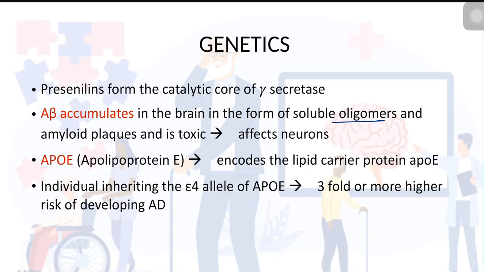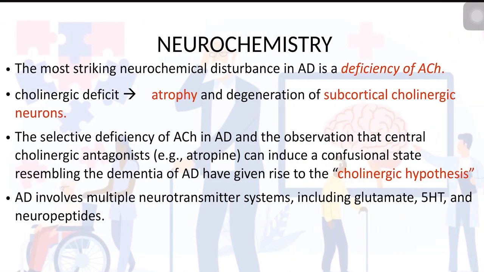Next, apolipoprotein E, it encodes the lipid carrier protein. Further, coming to the neurochemistry, as we have already discussed, there is a neurochemical disturbance due to the deficiency of acetylcholine. Further, it will cause the atrophy and degeneration of the subcortical cholinergic neurons.